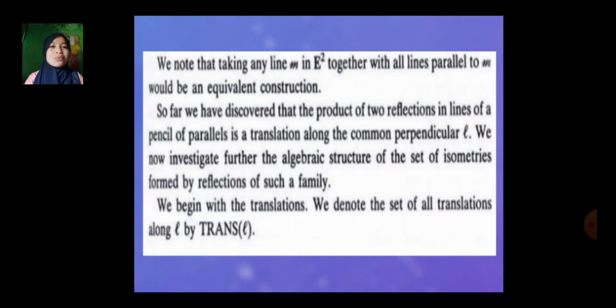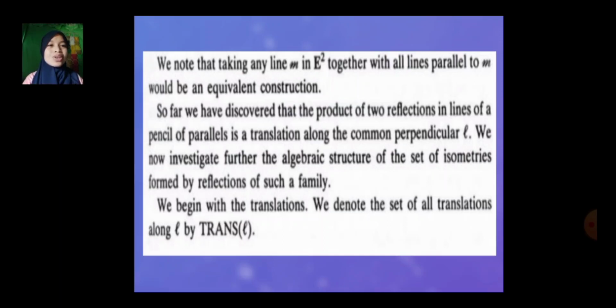Next, we note that taking any line M in the Euclidean plane together with all lines parallel to M would be an equivalent construction. So it's either line M in the Euclidean plane together with all lines parallel to line M, then it would be an equivalent construction.